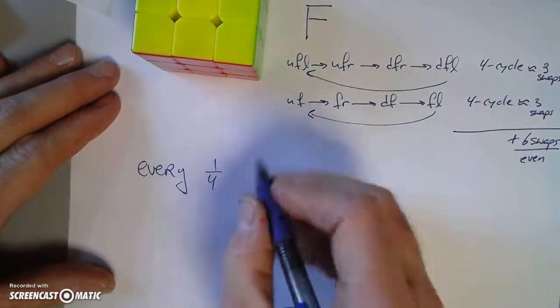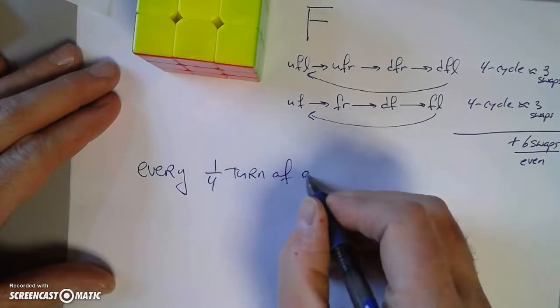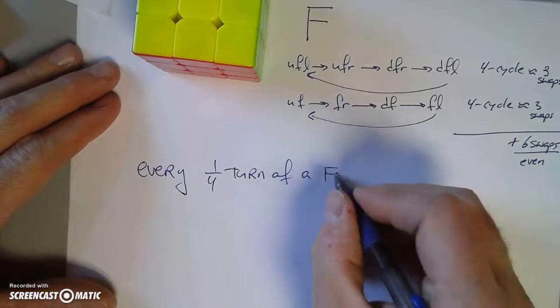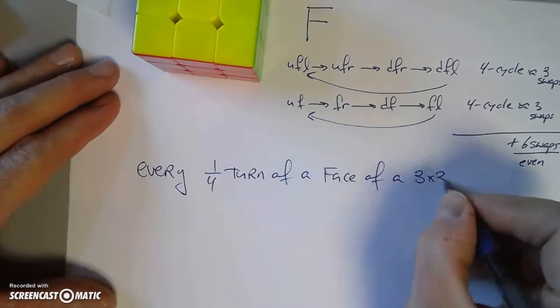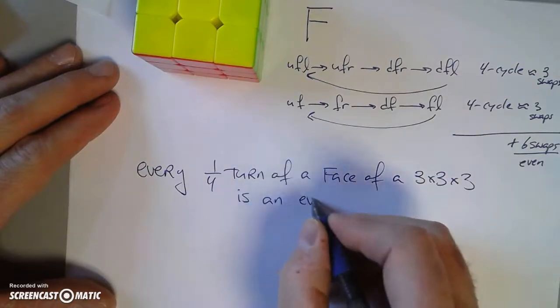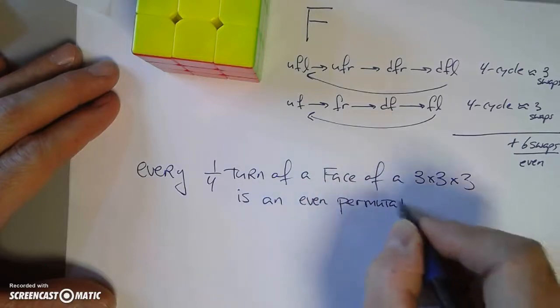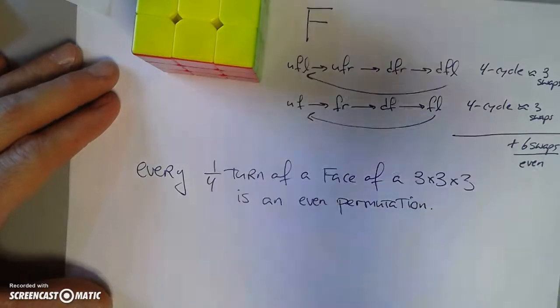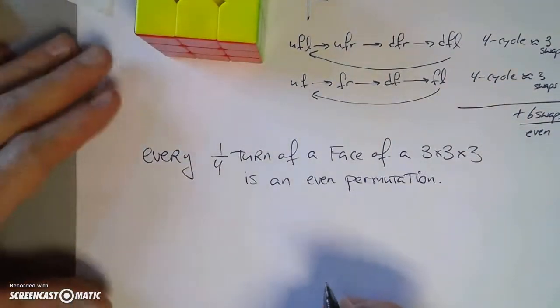Every quarter turn of a face of a 3x3x3 is an even permutation. So what we can do with that is the following.